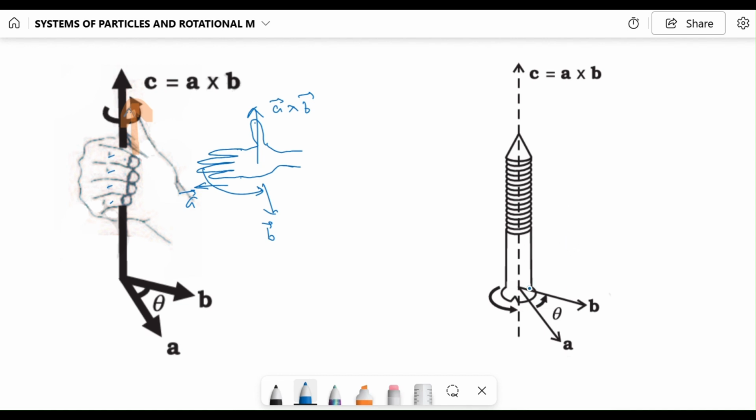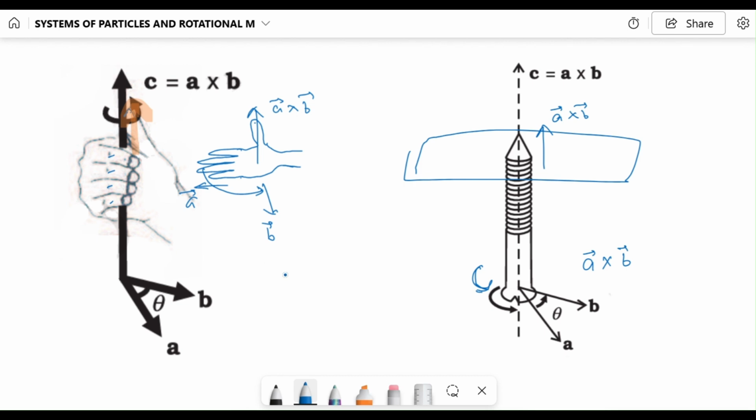You can understand it in another way also. Here a right-handed screw is there. What happens when you twist or rotate this right-handed screw? It moves in a direction this way, and the twisting shows you A cross B, meaning you are rotating it from vector A towards vector B. The movement of the screw, if it is placed inside, let's say, a wooden block, will give you the direction of vector A cross vector B.